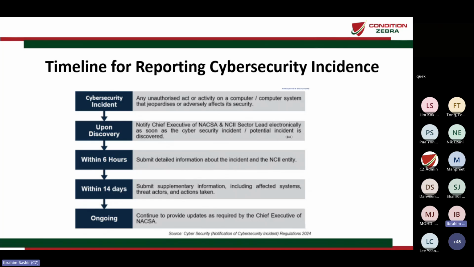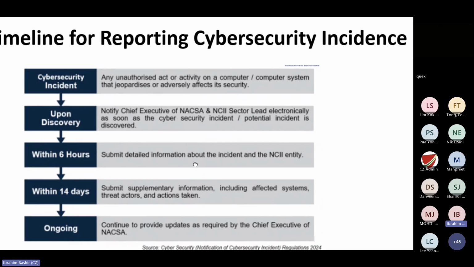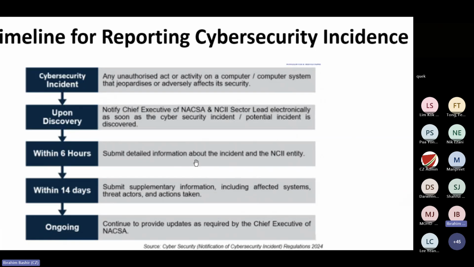Now, talking about the timeline, this is a timeline that is defined by the National Cyber Security Act in 2024, right? They specifically mention for a cybersecurity incident how soon or how fast we should respond or notify. If there's any unauthorized act or activity on a computer or computer system that jeopardizes or provides unauthorized access to the system, this is what we define as a cybersecurity incident.